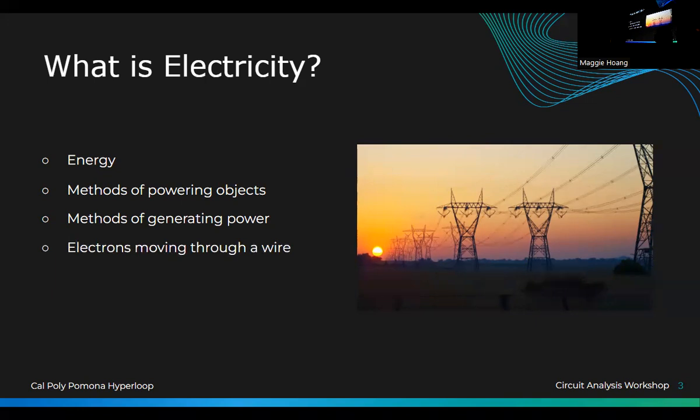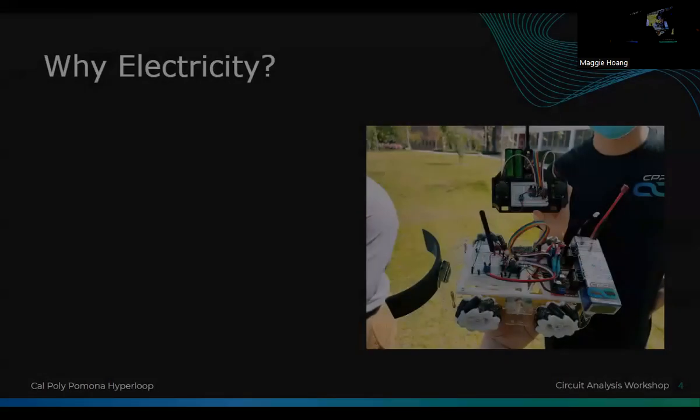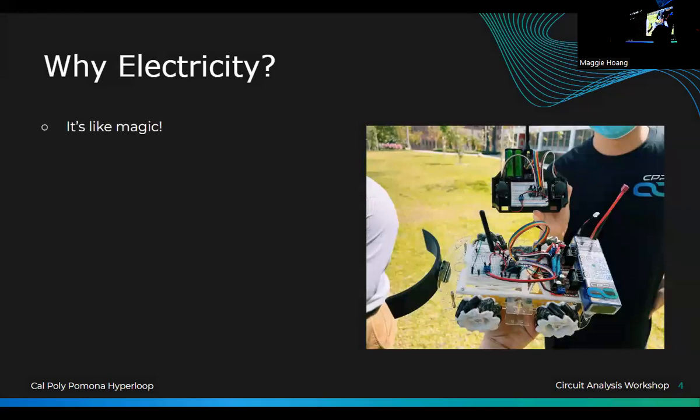So basically, electricity is just electrons going inside the wire. You gotta remember that there's voltage and current, and you're gonna see how the electrons move when I explain it in the next few slides. All right, so why do we use electricity? It's magic, right? Like I said earlier, if we didn't have electricity, we would be using candles and everything. It's just cool stuff.